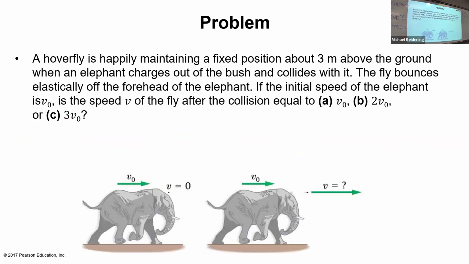Here we have a hoverfly happily maintaining a fixed position about 3 meters above the ground when an air elephant charges out of the bush and collides with it. The fly bounces elastically off the forehead of the elephant. If the initial speed of the elephant is V0, is the final speed V of the fly after the collision equal to V0, 2 V0, or 3 V0? So what do you think is going to be the closest to the final velocity of the fly? Remember, the mass of an elephant is much, much, much bigger than the mass of a fly.